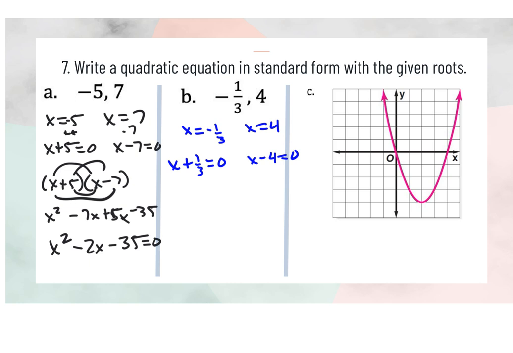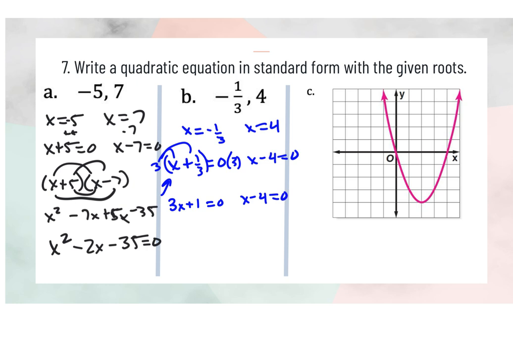Now, to make my life easier on this one, I'm going to multiply both sides by 3. Okay, why do I do that? I do that because when I distribute this, I will get 3x plus 1 still equaling 0. That will make my life way easier.